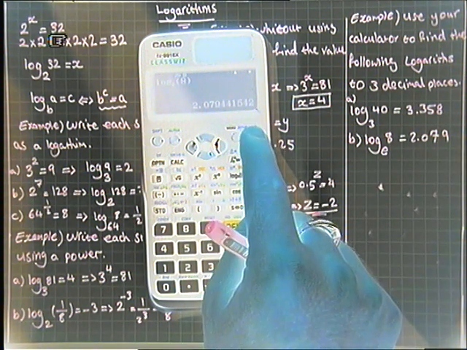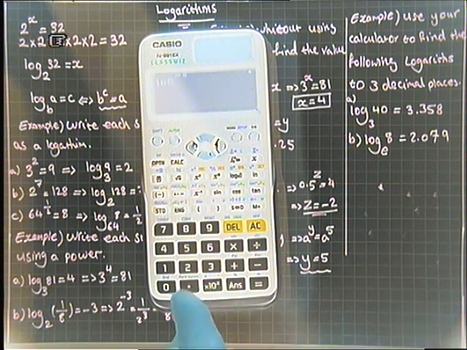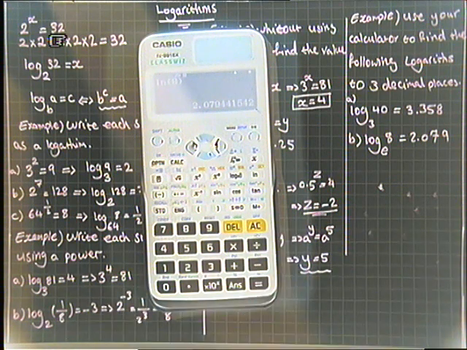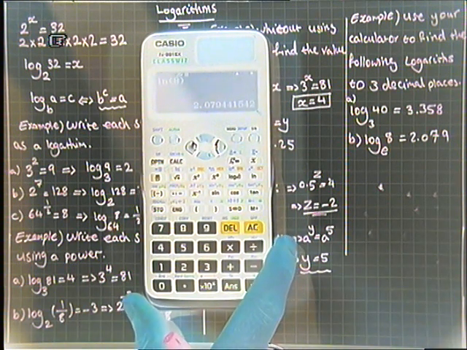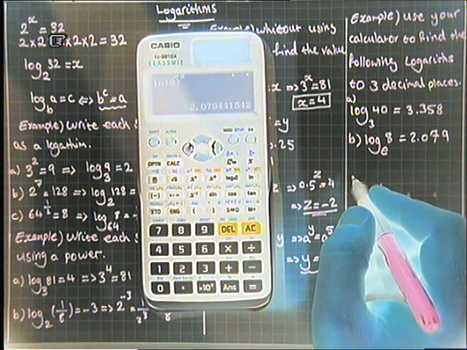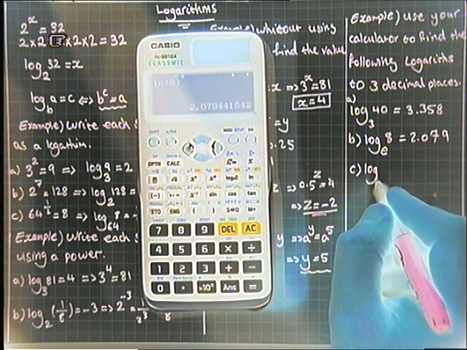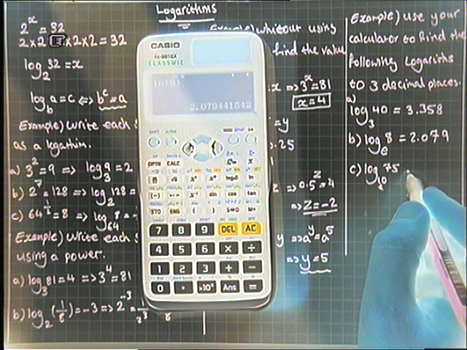Let's try this one to see if we get the same answer. ln of 8, close the bracket, which is 2.079 and so on, exactly the same as this one. So the next one is log of base 10 of 75.